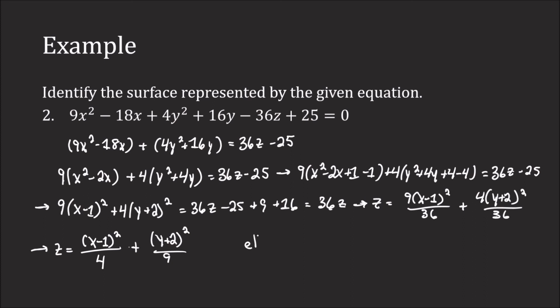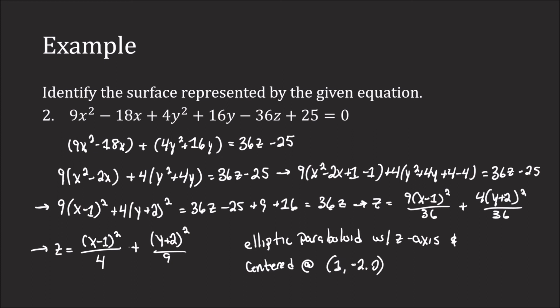So this is an elliptic paraboloid with a z-axis. And it is centered at 1, negative 2, 0. That concludes our look at surfaces in space.